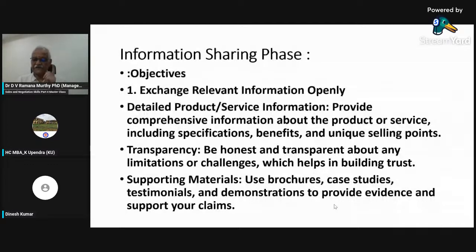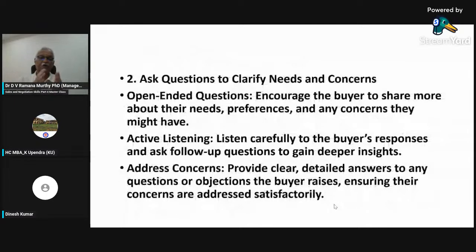The information sharing phase is very critical because of the fact sheet you're going to present about your product or service. Next, ask questions to clarify needs and concerns. We have already talked about it. Open ended questions encourage the buyer to say more about their needs and any concerns that they may have. Then go for active listening. Listen carefully to buyers' responses. Ask follow up questions to gain deeper insights.